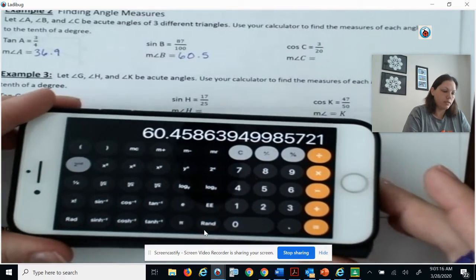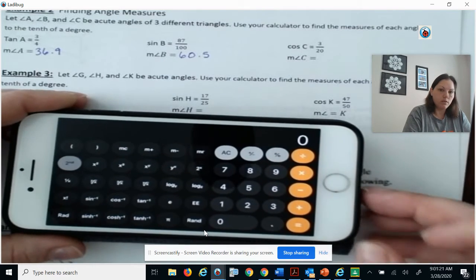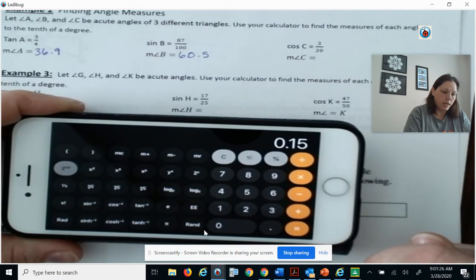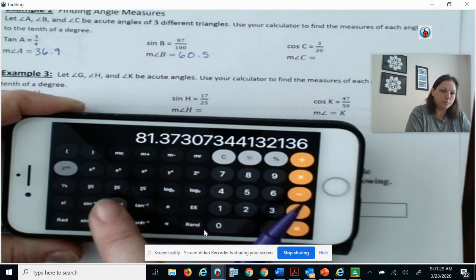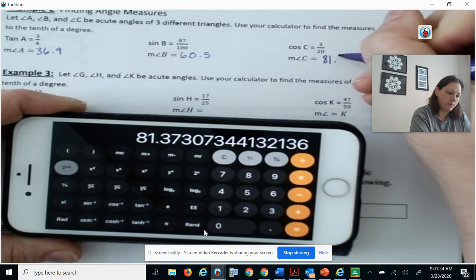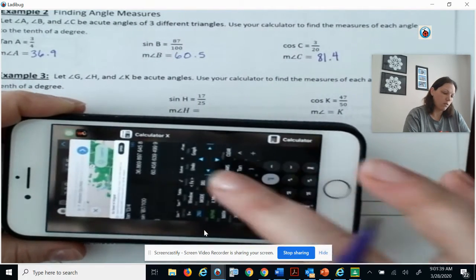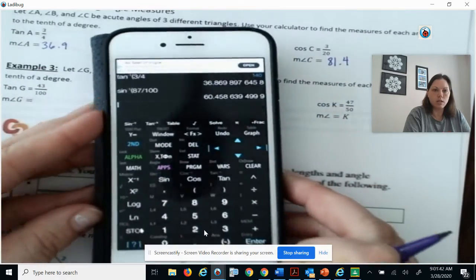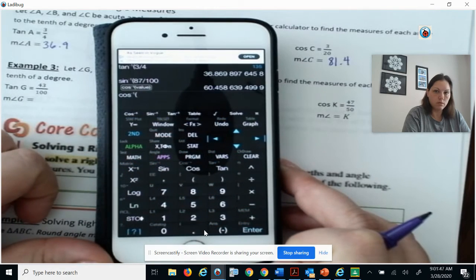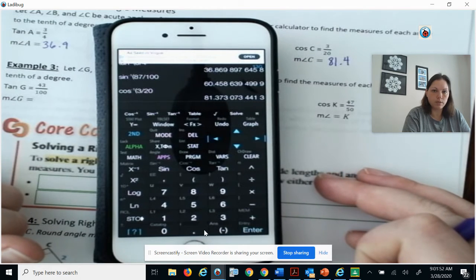Okay, and then the cosine of C equals 3/20, so we're going to use the inverse. Using this calculator first, I'm going to do 3 divided by 20 equals, and then your cosine inverse button. So it'll be 81.37 goes to 4. And on your regular calculator, you do second cosine, 3 divided by 20. And you get the same answer.